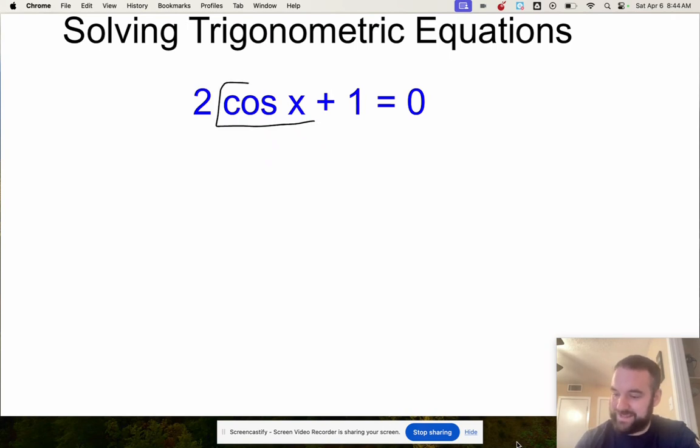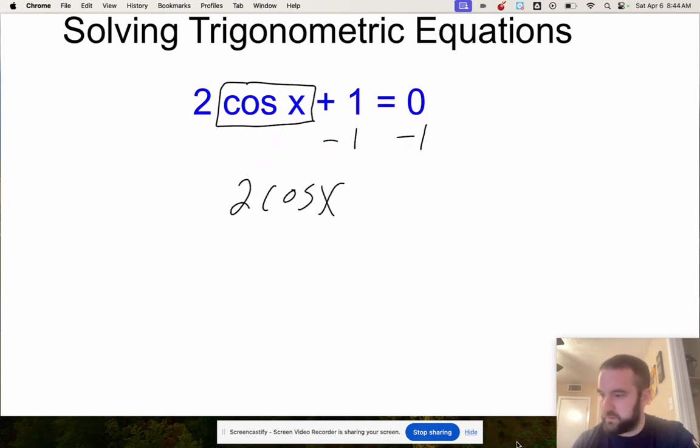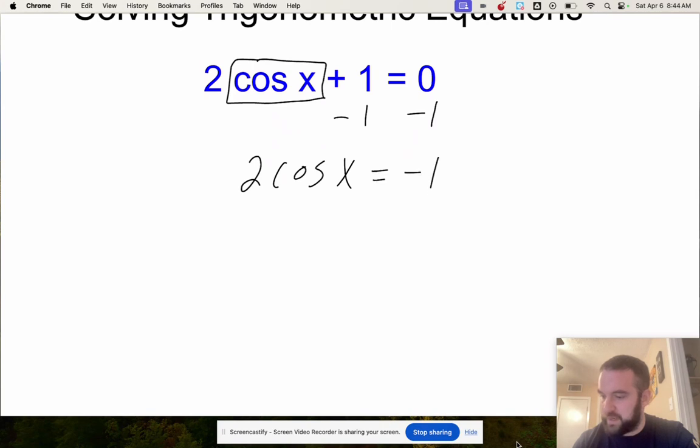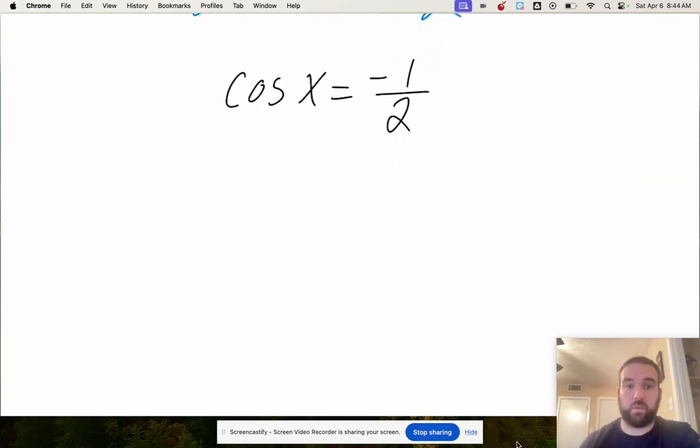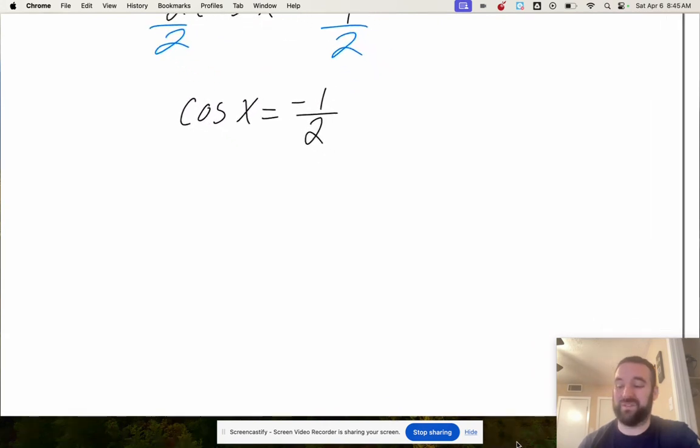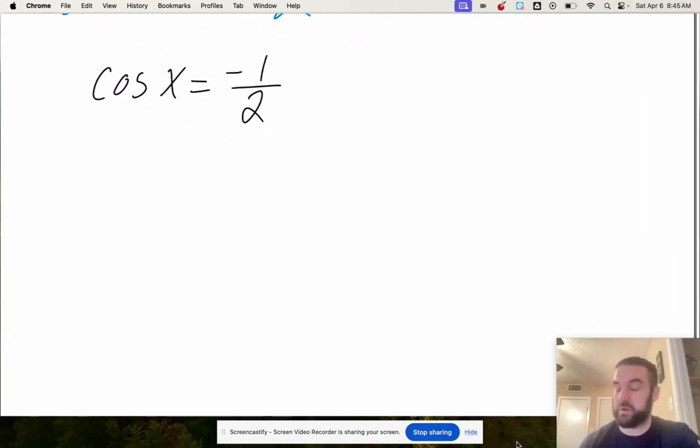if I was to solve this, I need to get the trig function by itself. So I'm going to subtract 1 from both sides. I get 2 cosine x is equal to -1. I'm then going to divide by 2 on both sides, and I get cosine x is equal to -1/2. Well, now it's just like the warm-up. Tell me every spot where the cosine is equal to -1/2. And again, in a perfect world, we can do this without our unit circle.